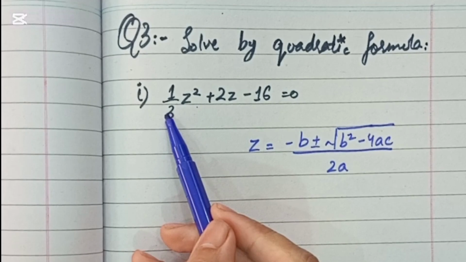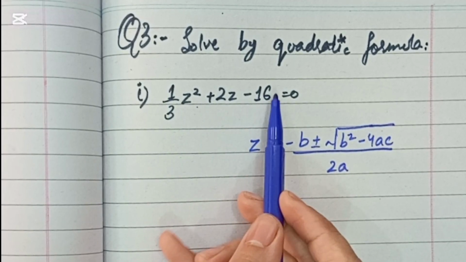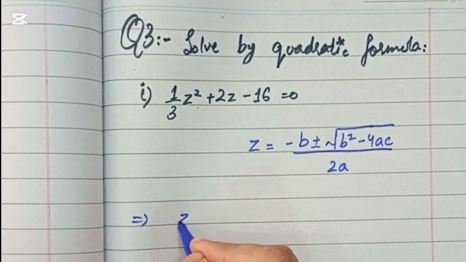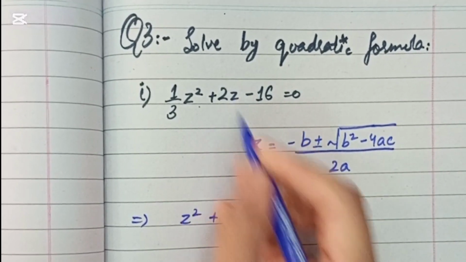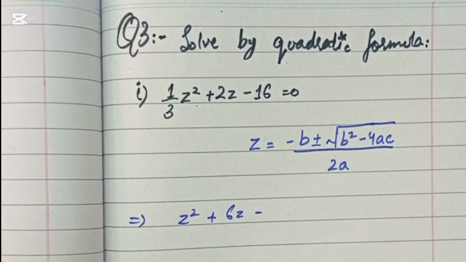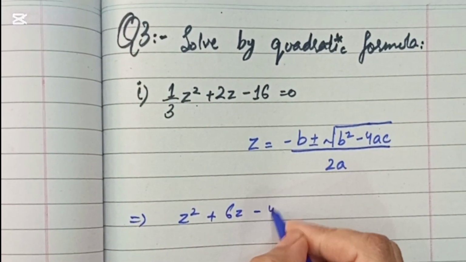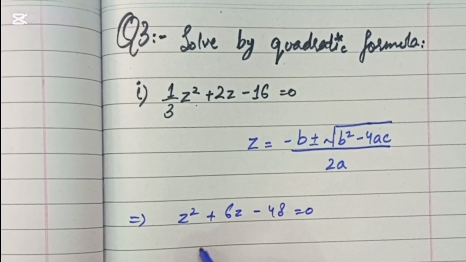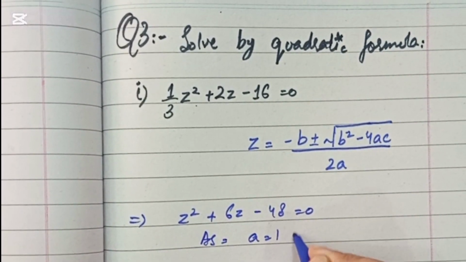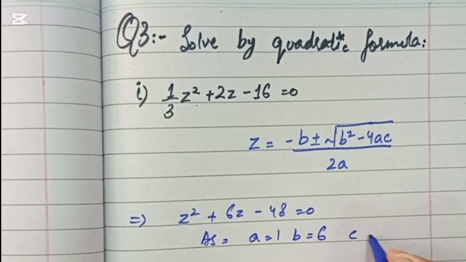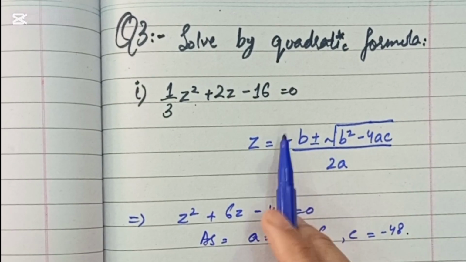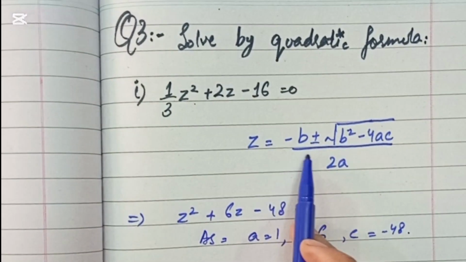First we will reshape it. We will multiply 3 with the whole equation so that it will be cancelled from here. 3 into 2 is 6 and 3 into 16 is 48. Now a equals 1, b equals 6, c equals minus 48. We have to put these numbers in the formula.